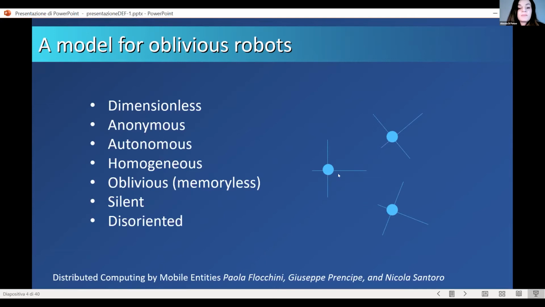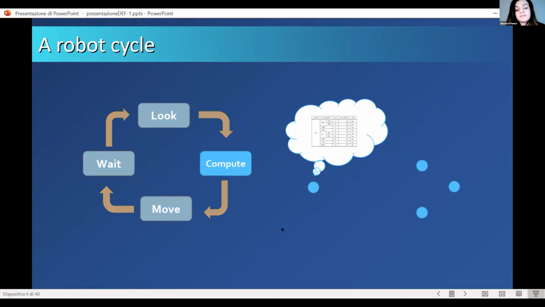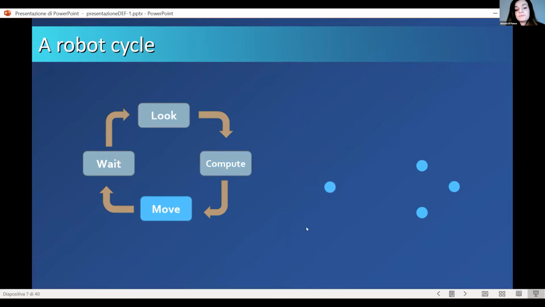The communication between robots is indirect. Each robot interacts with the environment and acquires information from it, and this information is the position of all the other robots. The behavior of a robot can be described according to a sequence of four states: wait, look, compute, and move. In the look phase, the robot observes the environment and gets a snapshot of the position of all the other robots relative to its own position. In the compute phase, the robot performs a local computation according to a deterministic algorithm, and the result of this computation is a destination point along with a path to reach it. In the move phase, the robot goes along the computed path.